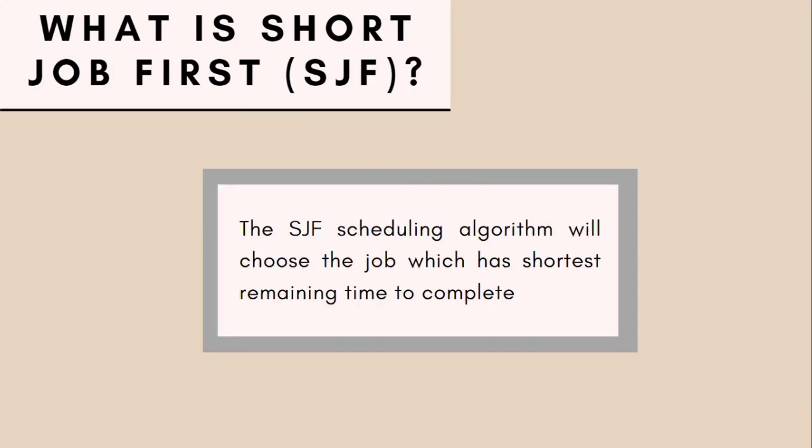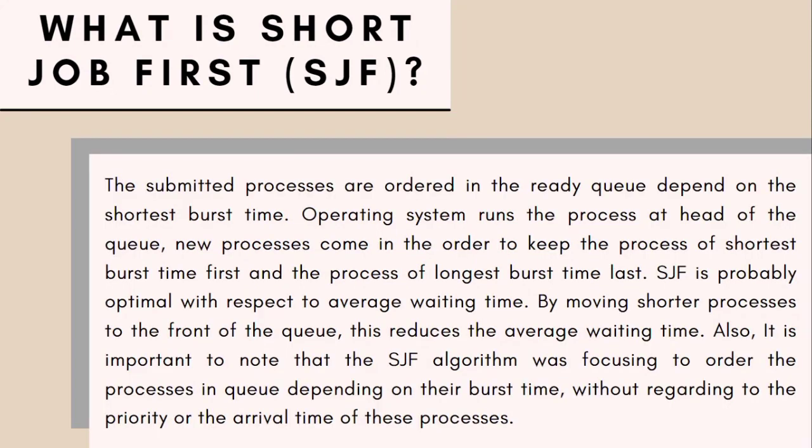The SJF scheduling algorithm will choose the job which has the shortest remaining time to complete. The submitted processes are ordered in a ready queue depending on the shortest burst time. The operating system runs the process at the head of the queue. As a new process comes in, the order keeps the process of the shortest burst time first and the process of the longest burst time last. SJF is probably optimal with respect to average waiting time. By moving shorter processes to the front of the queue, this reduces the average waiting time.